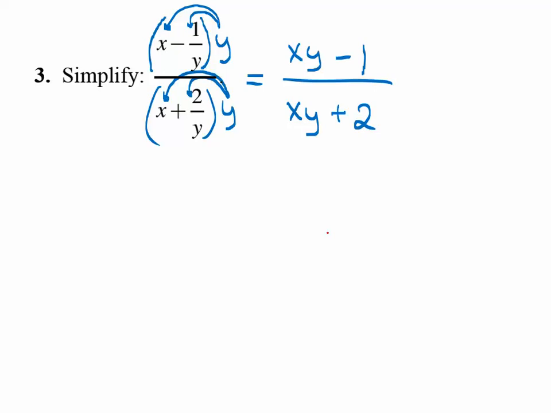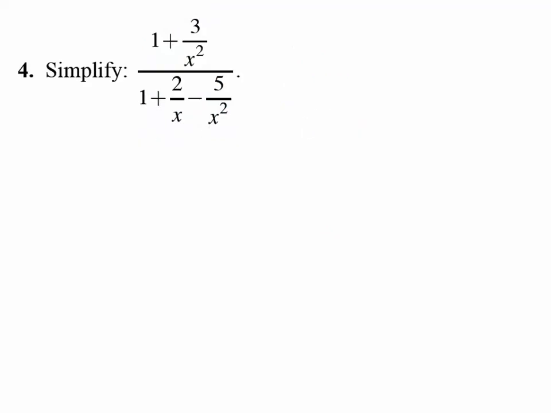Okay, we're good there? Next, number 4. Notice I cannot do this by method number 2 again, so method number 1 wins. All right, common denominator. x squared is perfect. Let's multiply both top and bottom by x squared. Let you guys do that. Let's see what we come up with.